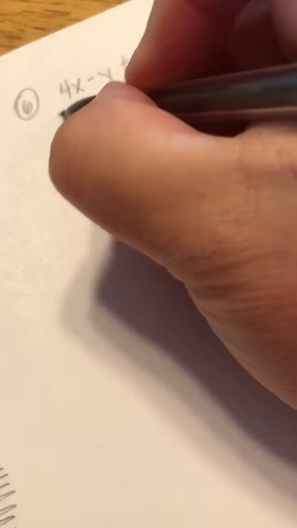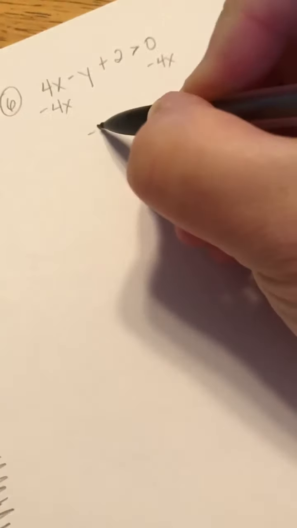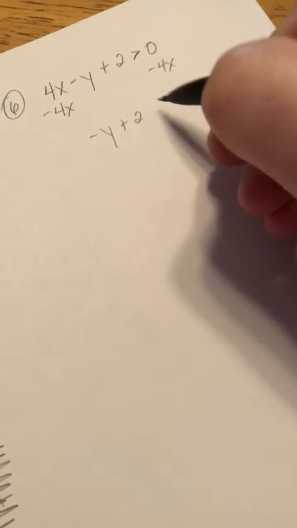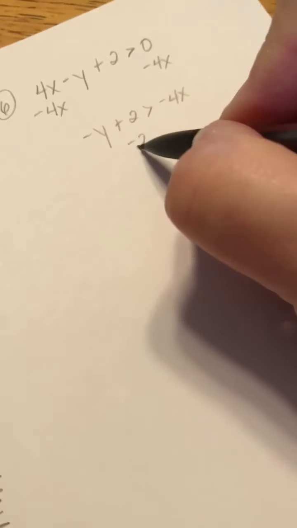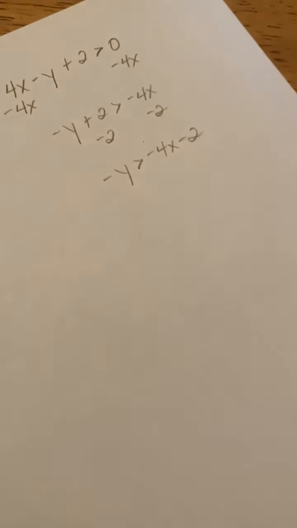So I'm going to move my x term first. It's a positive 4x, so I'm going to subtract 4x. So this is a negative y plus 2 is greater than negative 4x. We now need to move the 2, so I subtract 2. So negative y is greater than negative 4x minus 2.